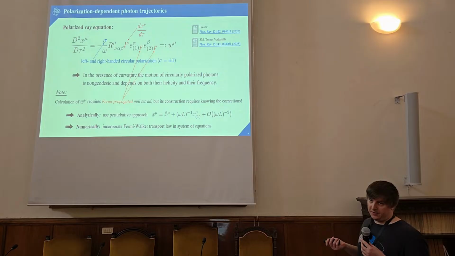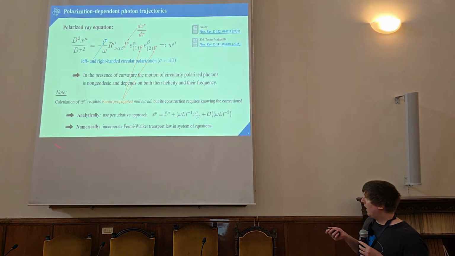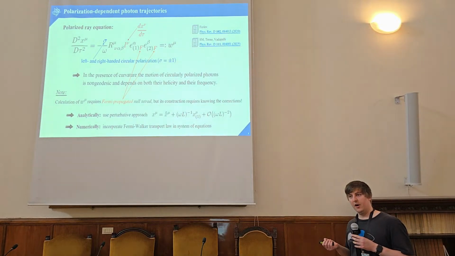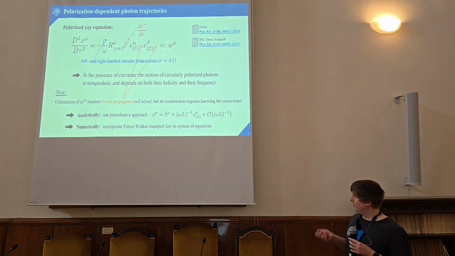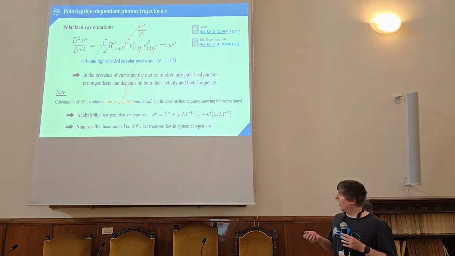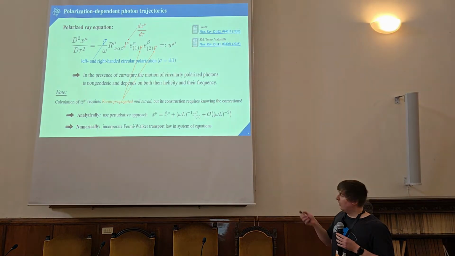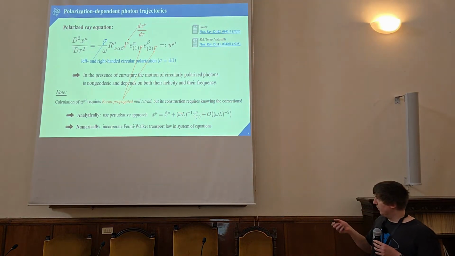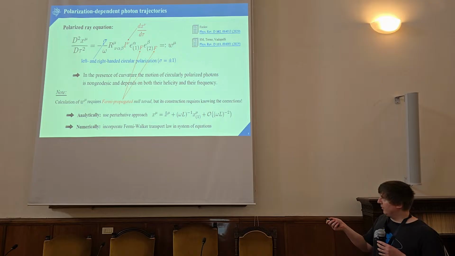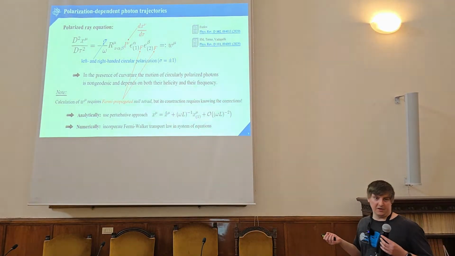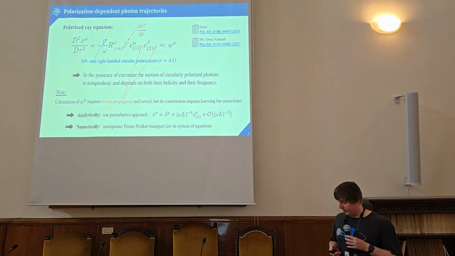Analytically, this is kind of tricky because in order to construct the tetrad, you need to know what those corrections are. The way to go around that is to use a perturbative approach where the lowest order is just the geodesic, and then you add your polarization-induced corrections to your trajectory. Numerically, you can incorporate the Fermi-Walker transport law into your system of equations, and that will make sure that this is satisfied at every step of your iteration.